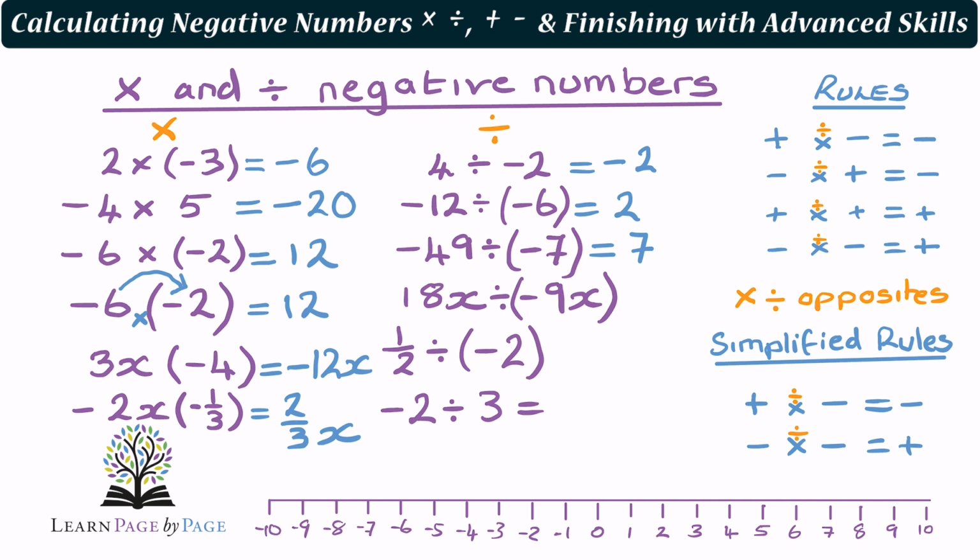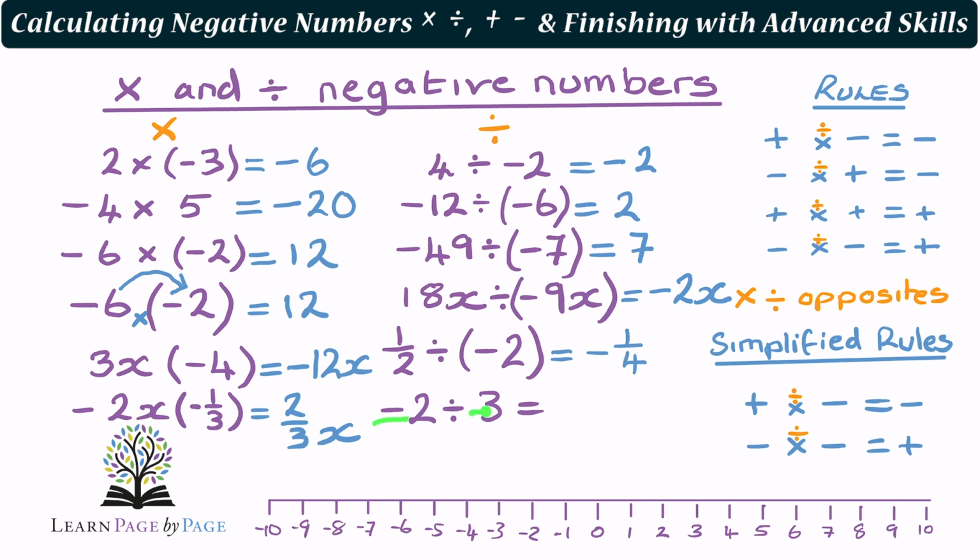And then here's another algebra one. We have a positive 18x divided by a negative 9x. Let's do the sign first. A positive and a negative, the signs are different. It has to be a negative. Then 18 divided by 9 is 2. Don't forget we're working with algebra, so it's 2x. Another fraction one, positive half divided by negative 2. So signs are different, has to be a negative. And then a half divided by 2, well, that's a quarter.